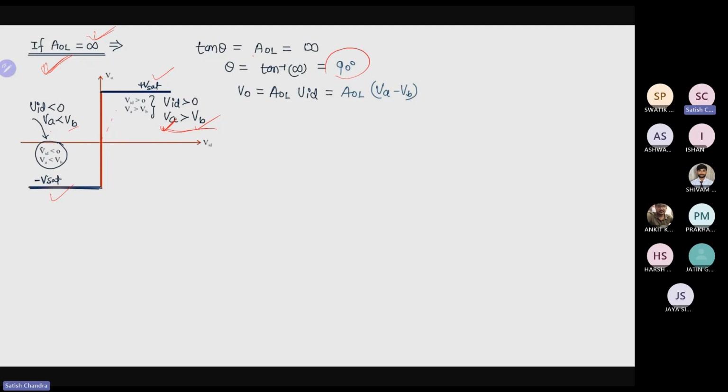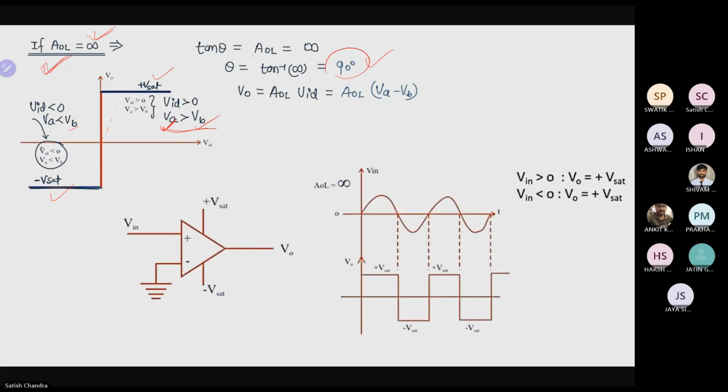If the 90-degree is not there, it means it is not going to behave like an ideal op-amp. In practice we definitely do not achieve this, unless we are utilizing an open loop gain of 10,000 or more. That is the meaning. If our op-amp has infinite gain, then we are going to get the output like this.